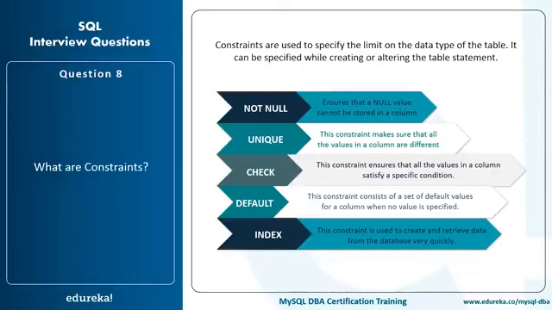Now the not null constraint basically ensures that a null value cannot be stored in a column. So whenever you mention this particular constraint on a column of your table, this constraint will make sure that no null value can be stored for that particular column in the table.